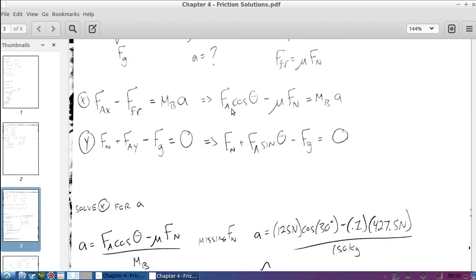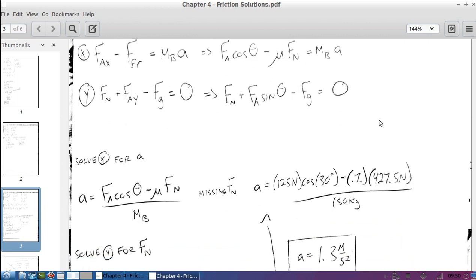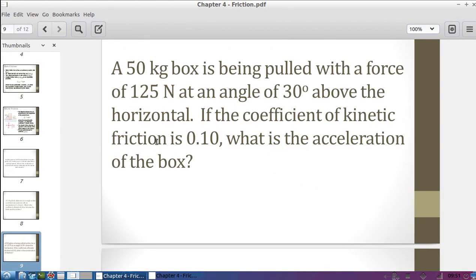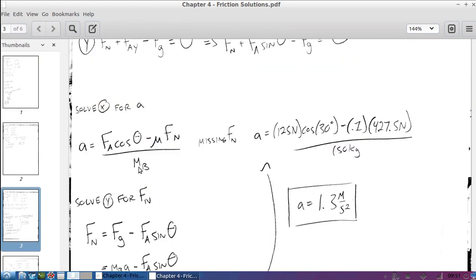And I'm pretty sure at this point that I have everything I need to calculate the acceleration. All right, so divide both sides by the mass of the box. So the acceleration is Fa cosine theta minus mu times the normal over the mass of the box. I need the normal force, right? I've got Fa, I've got theta, I've got mu in this problem, yes, it's 0.1. I've got the mass of the box, 50 kilograms. I need the normal force.